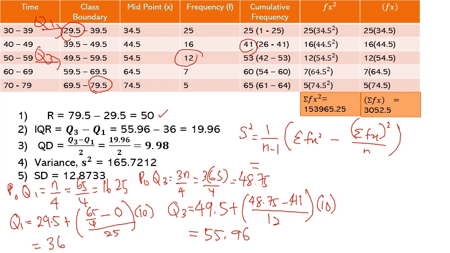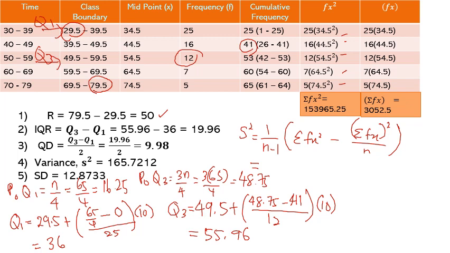So we must calculate fx squared. This is the value for f, frequency 25, times 34.5 squared for each class. And for fx, frequency times the midpoint, which is the value of x. And you must total up fx squared and fx.